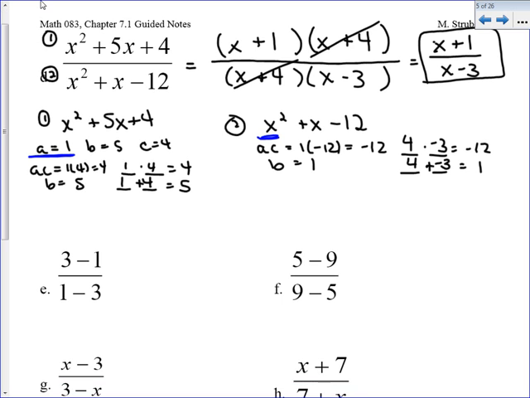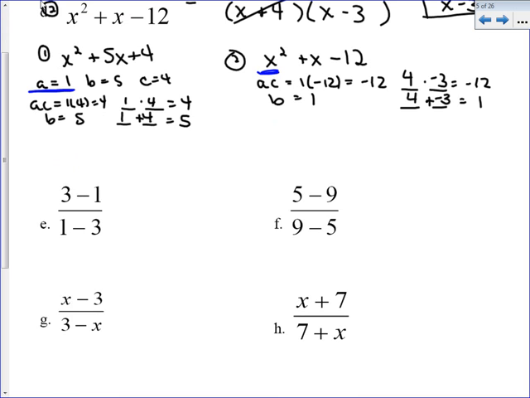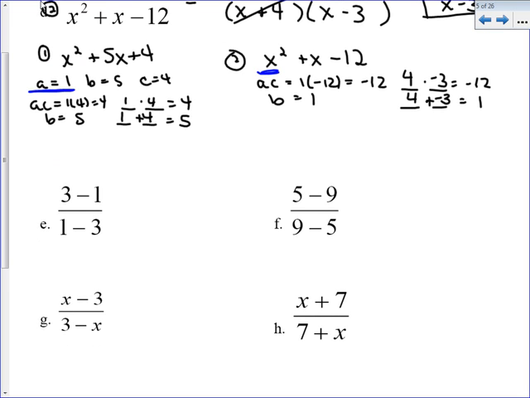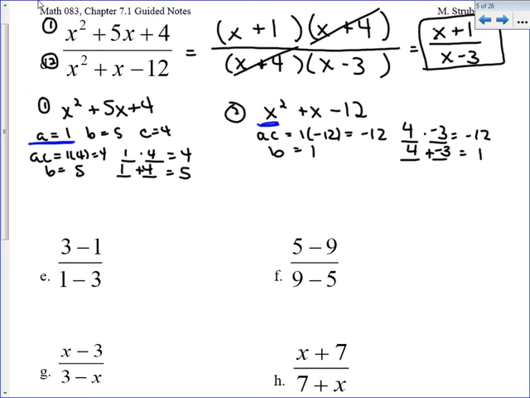So there's one more concept that goes with this simplifying. And we're going to start out with numerical examples to see kind of how this works. So my first example here is I have 3 minus 1 divided by 1 minus 3. So what's 3 minus 1? 2. How about 1 minus 3? Negative 2. And what's 2 divided by negative 2? Negative 1.